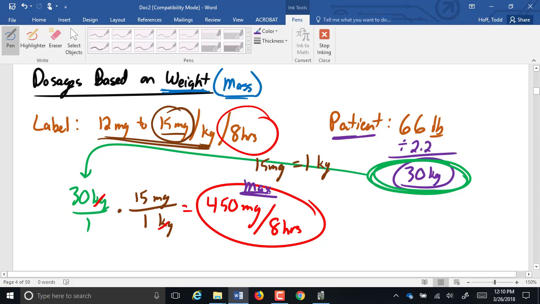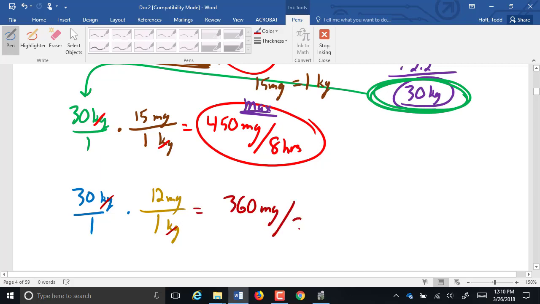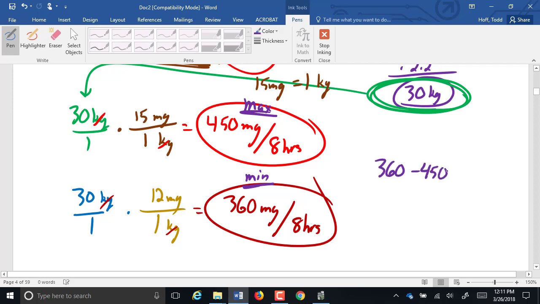milligrams. Now, we still need to go back and find the minimum. For this problem, it wouldn't be that hard. They just set it up. 30 kilograms over 1, and we'll use the 12 milligrams per kilogram. The kilograms cancel out, and it's now 30 times 12. That's 360 milligrams every 8 hours. That is the minimum amount to administer. So that gives us that range for this patient, 360 to 450 milligrams every 8 hours.